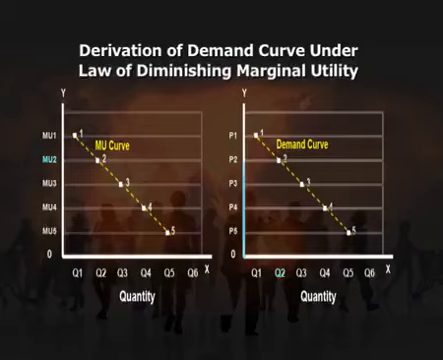Likewise, when prices fall further, the consumer will buy more units of X in order to equate its marginal utility of money expenditure to the lower price. In this way, the downward sloping MU curve is transformed into a downward sloping demand curve.